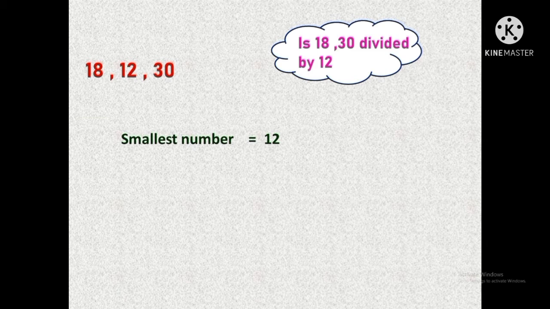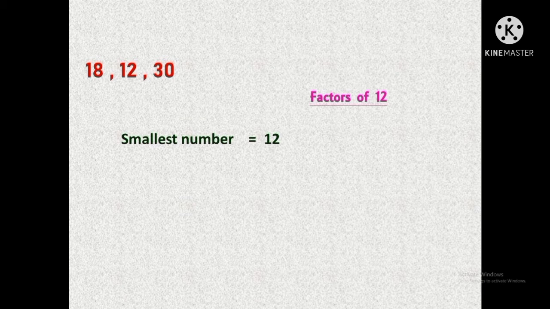So in this case, what we have to do is find the factors of 12. Since the smallest number does not divide the rest of the numbers, definitely some one number in the factors will divide the rest of the numbers. So only we are going to find the factors of 12. So what are the factors of 12? If you multiply two numbers and we get the answer as 12, those two numbers are factors of 12.